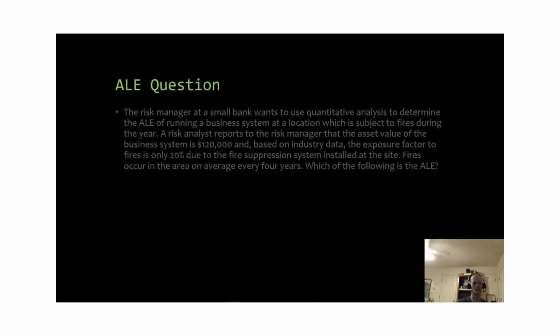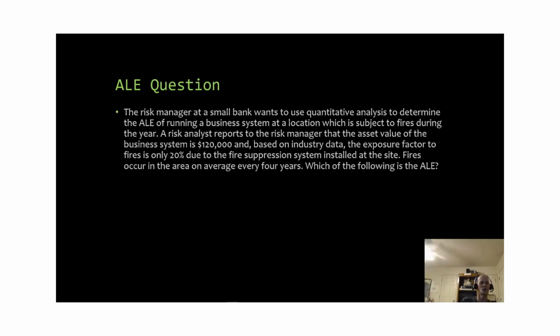So, the ALE question of a small bank. Again, this is the same as the other question, but using quantitative analysis to determine the ALE of a business system which is subject to fires during the year. Same thing. Risk analysts: the asset value of the business system is 120 grand. Okay. The exposure factor to fires is 20% due to the fire suppression system. But they added something on here. Fires occur in the area on average every 4 years. So one every 4 years. What is the ALE? What is the annual loss expectancy?